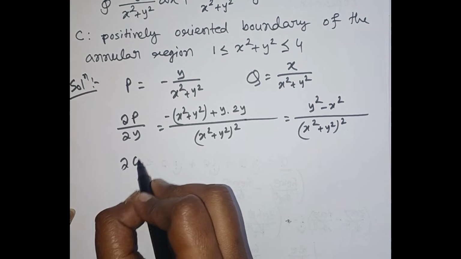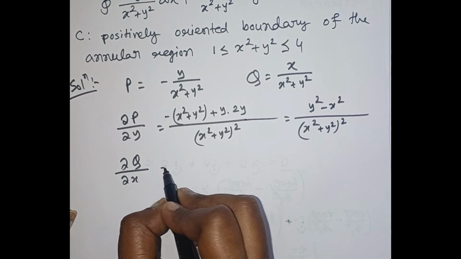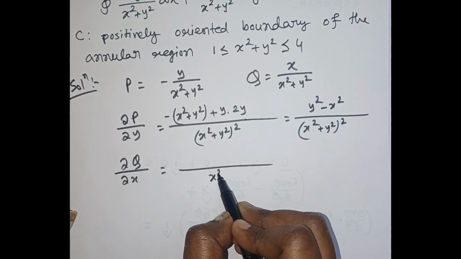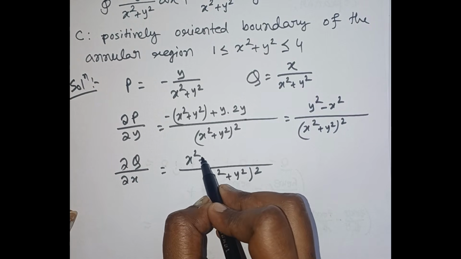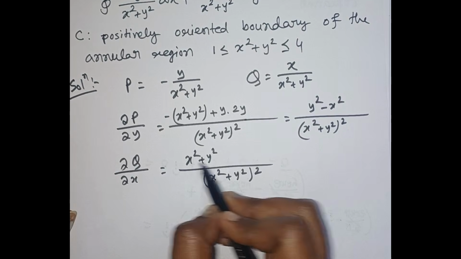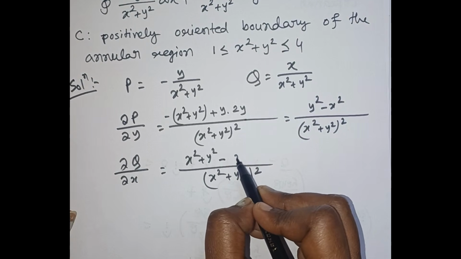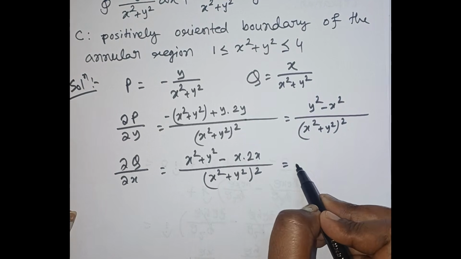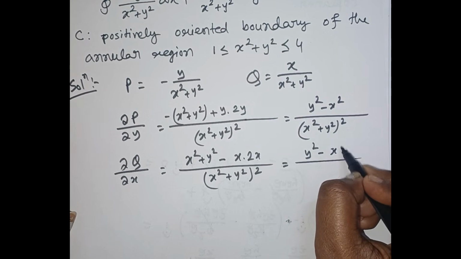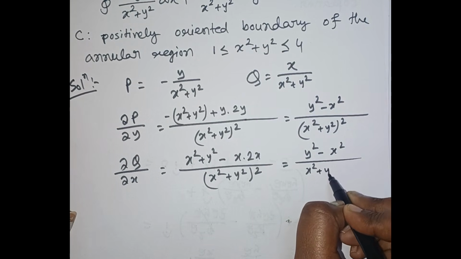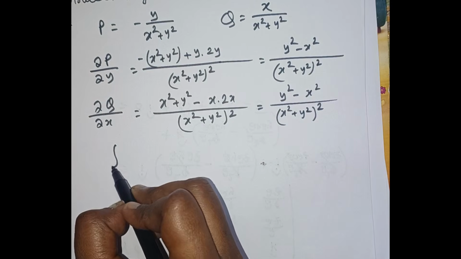And also you have to calculate del Q del x. Similarly, x square plus y square whole square is the denominator, and the numerator is x square plus y square into 1 minus x into 2x, that is y square minus x square, by x square plus y square whole square.